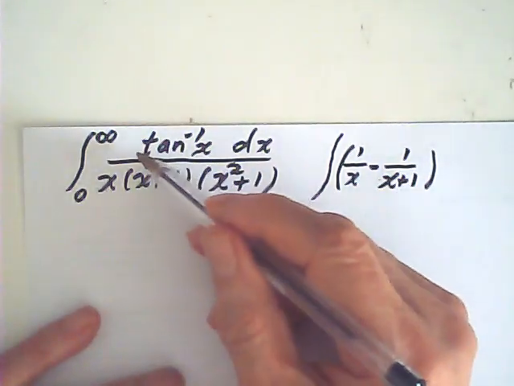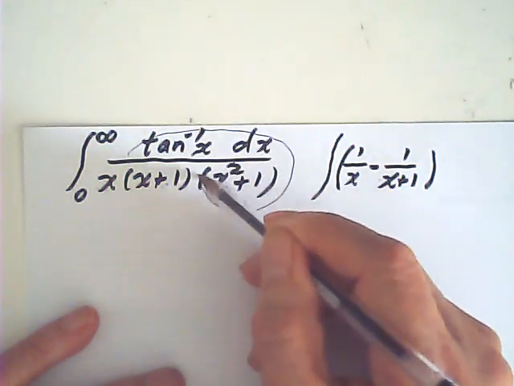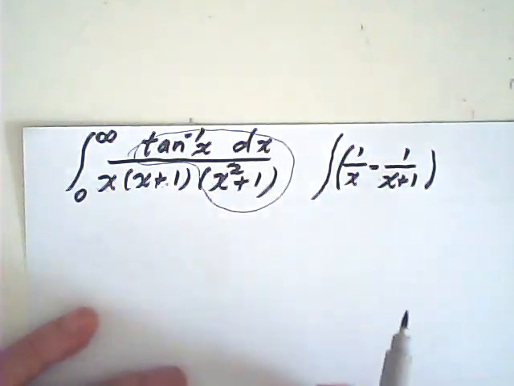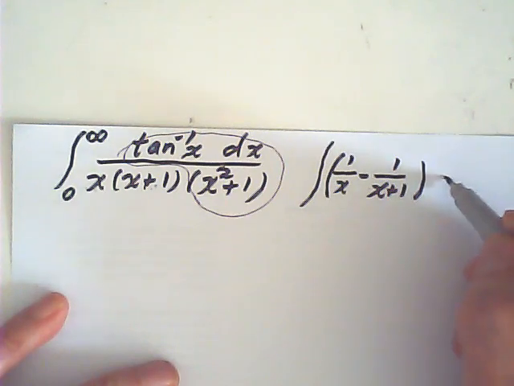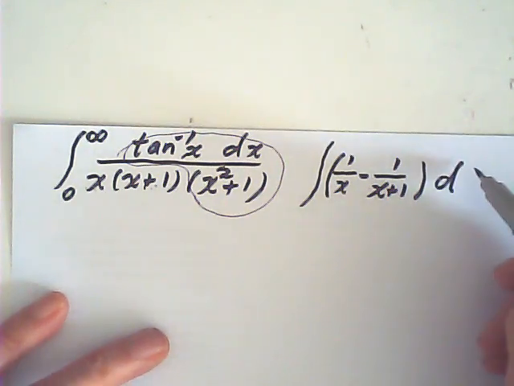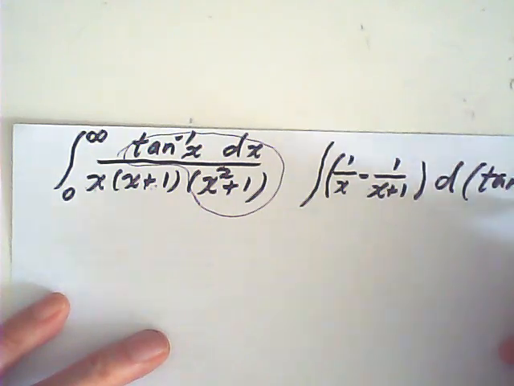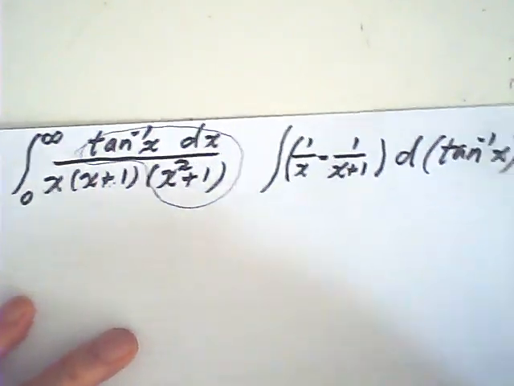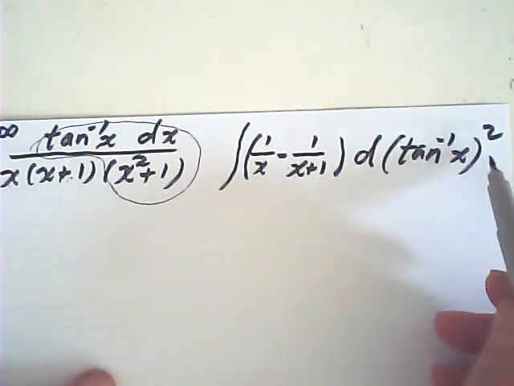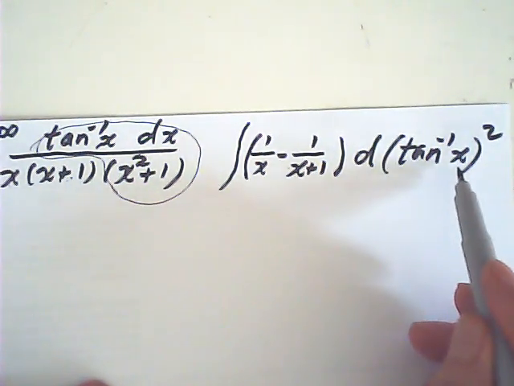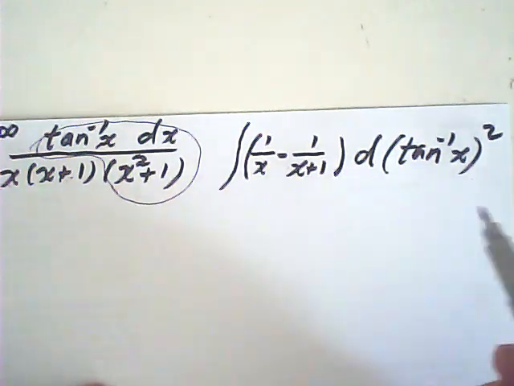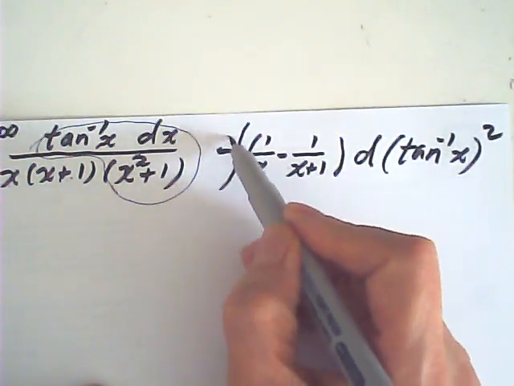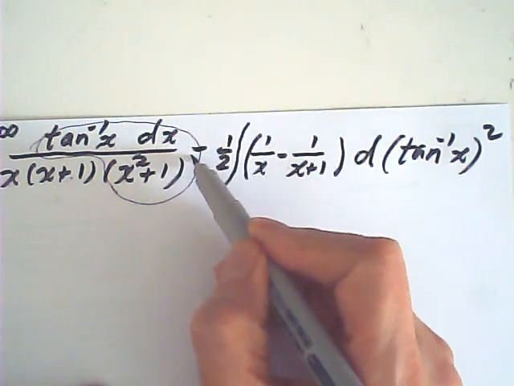And for the second part, this is the derivative of arctangent x squared. This derivative is 2 arctangent x over x squared plus 1, right? So I just multiply by 1/2 to make them equal.